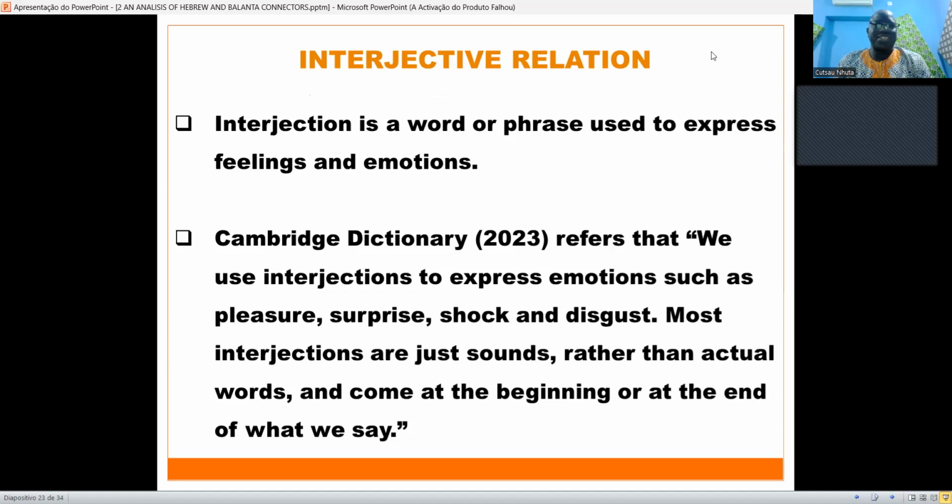Interjective relations. An interjection is a word or phrase used to express feelings and emotions. The Cambridge Dictionary refers that we use interjections to express emotions such as pleasure, surprise, shock, and disgust. Most interjections are just sounds rather than actual words and come at the beginning or at the end of what we say.